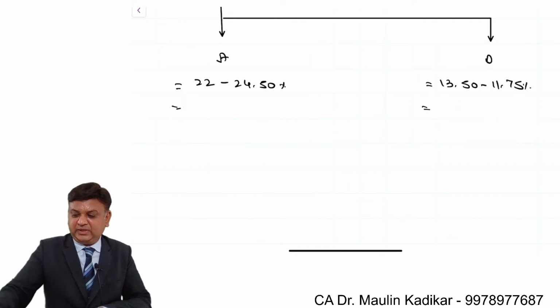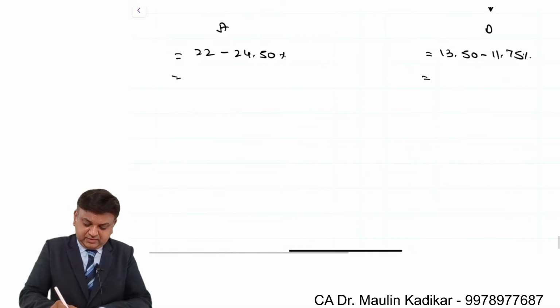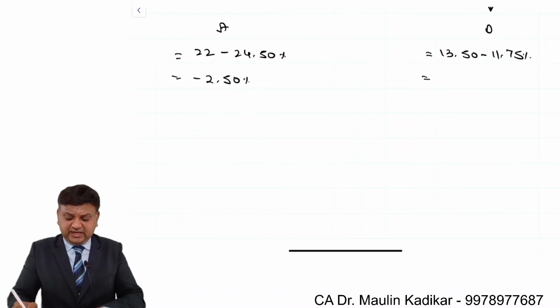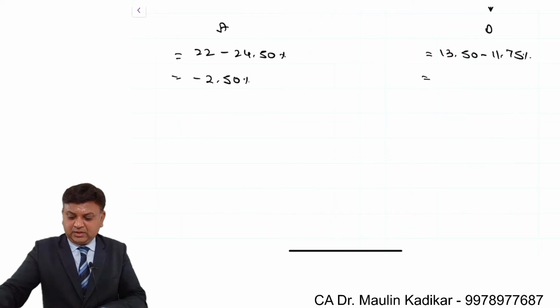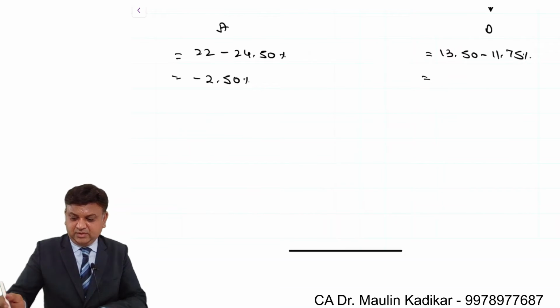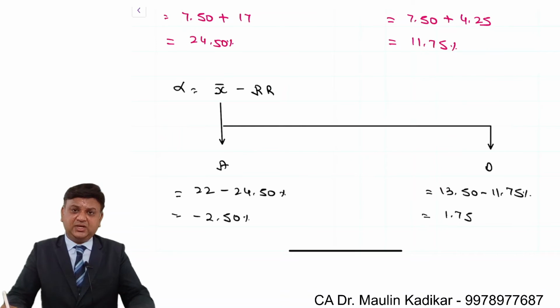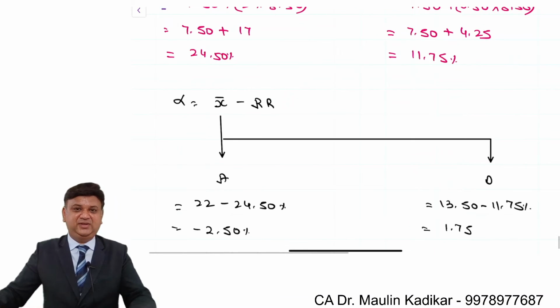So 22 minus 24.5 is negative 2.5. So we understand that as far as security A is concerned, it should be sold. Why? Because it has negative alpha. 13.5 minus 11.75 is 1.75, positive. So if the question says you are required to take a decision with respect to buying both the securities, then for security A we will advise that you should not buy, and for security D we will advise that you should buy the security. Why? Because it has positive alpha.